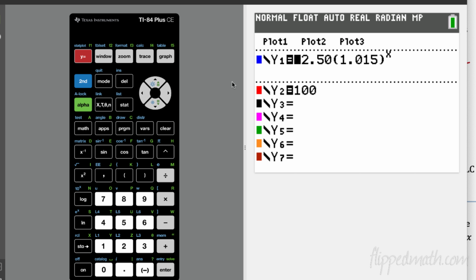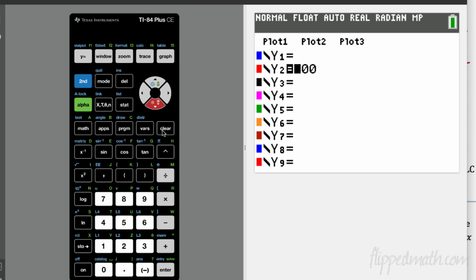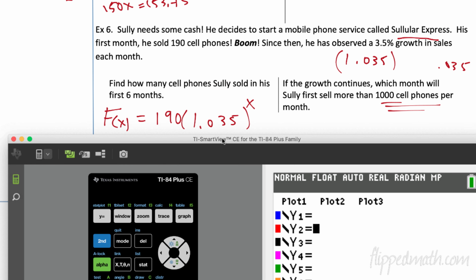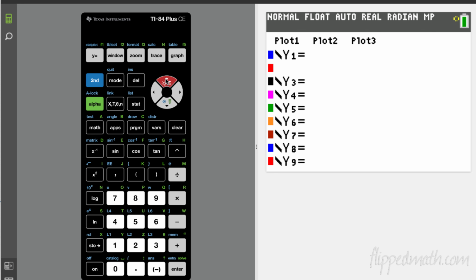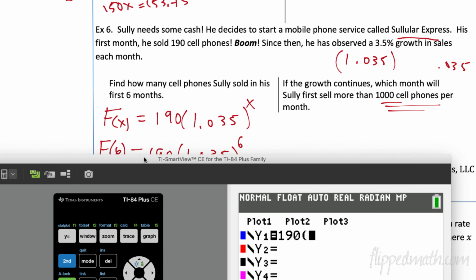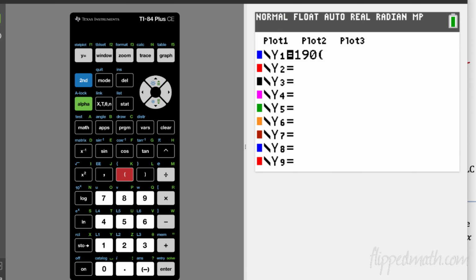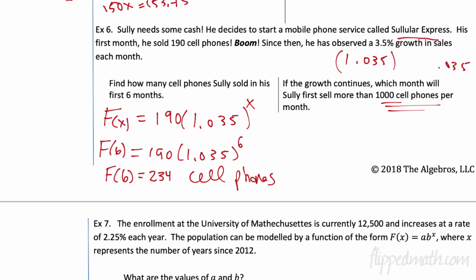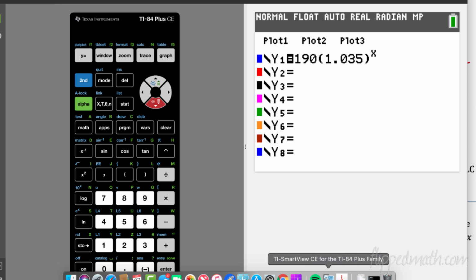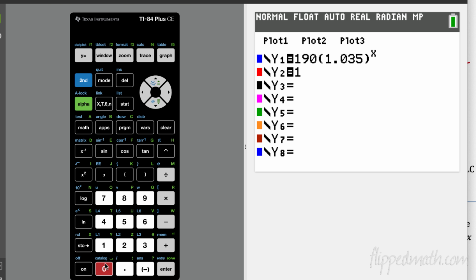We're going to go to y equals and clear out any information that's in there. We know the function because we already created it. It's 190, so we put that into y1: 190 times our constant multiplier, 1.035, raised to the x power. Make sure you use the x button right there. The question is when that's going to equal 1,000 cell phones, so in y2, I'm going to type 1,000.